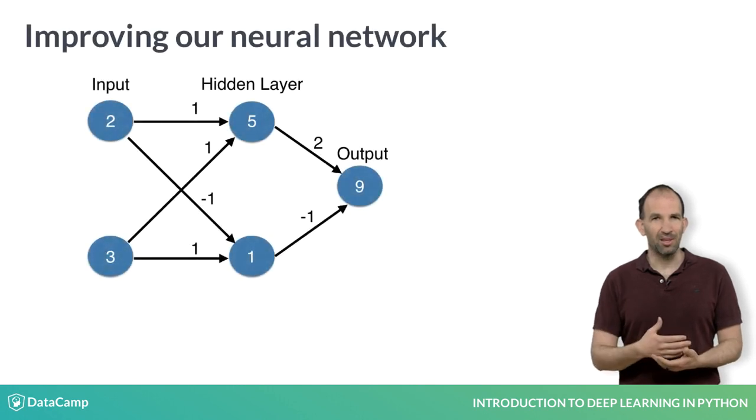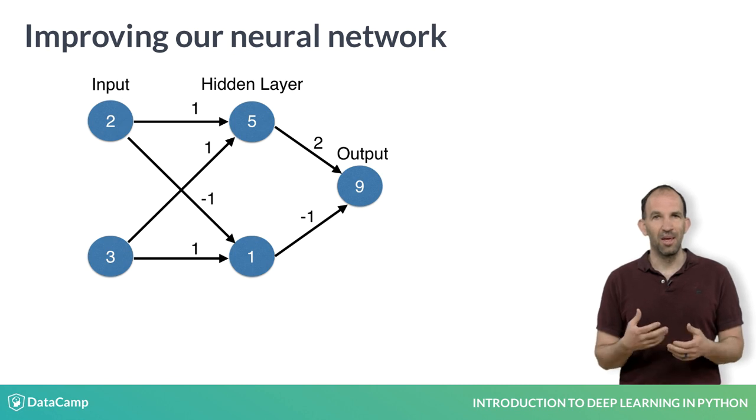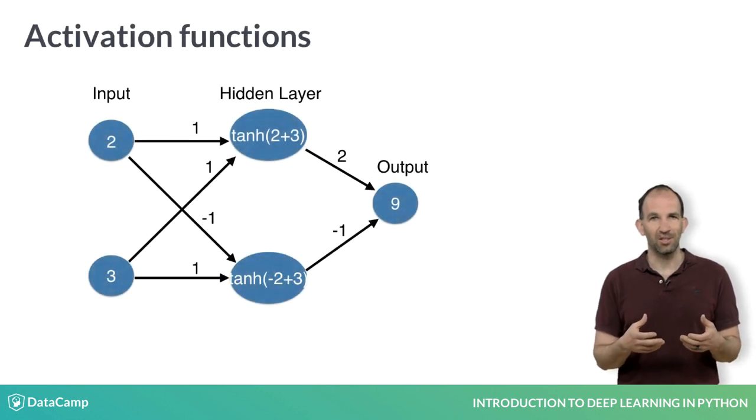Let's go back to the previous diagram. The top hidden node previously had a value of 5. For a long time, an S-shaped function called tanh was a popular activation function. If we use the tanh activation function, this node's value would be tanh of 5, which is very close to 1.